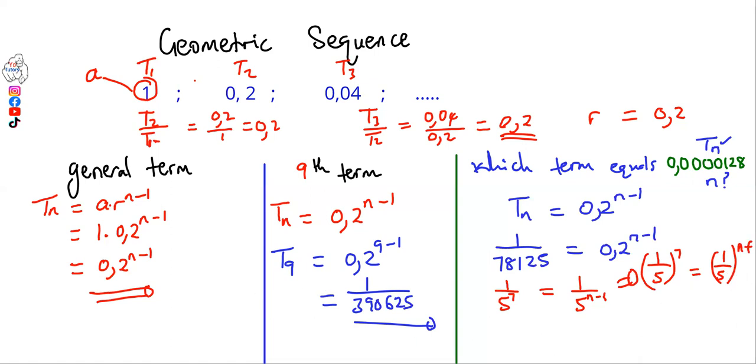Now once we have the same base, what do we do? Same base, we equate the exponents. So 7 is equal to n minus 1. We take the 1 to the other side, and n is equal to 7 plus 1, which gives us 8. So our answer there is 8. That's what you should do, guys, whenever you have the same base when you're dealing with geometric sequences.